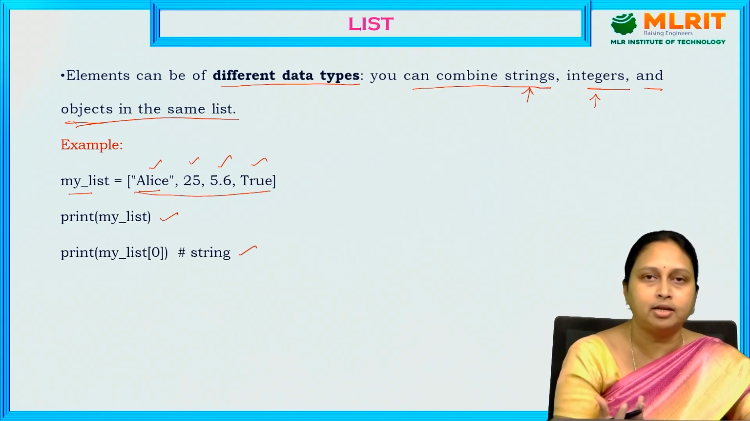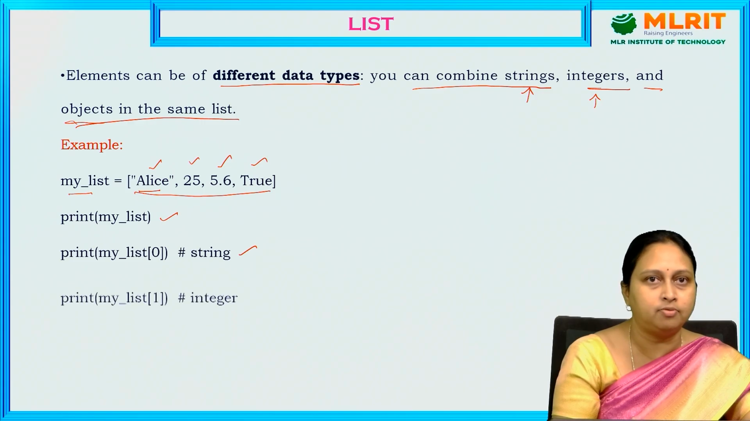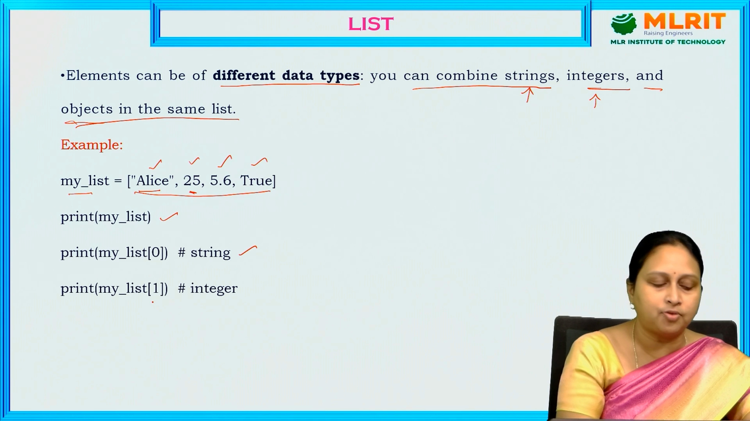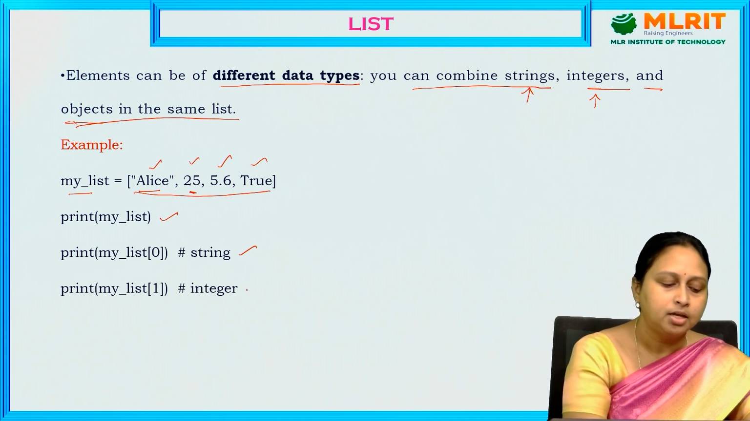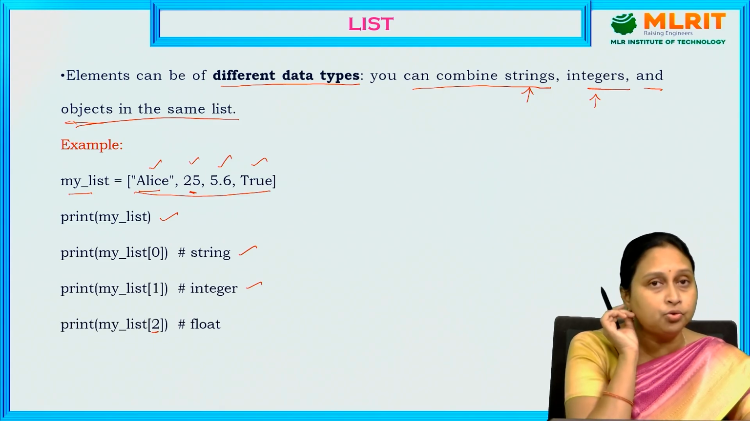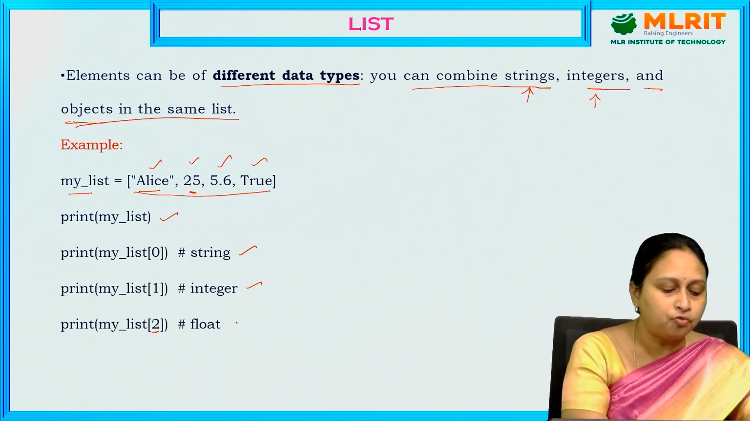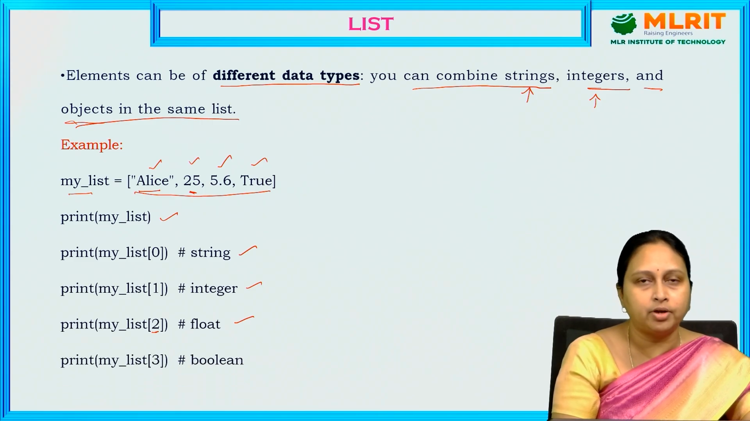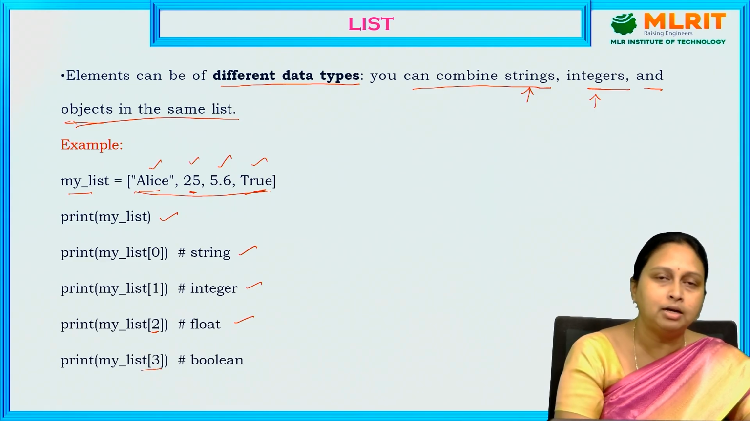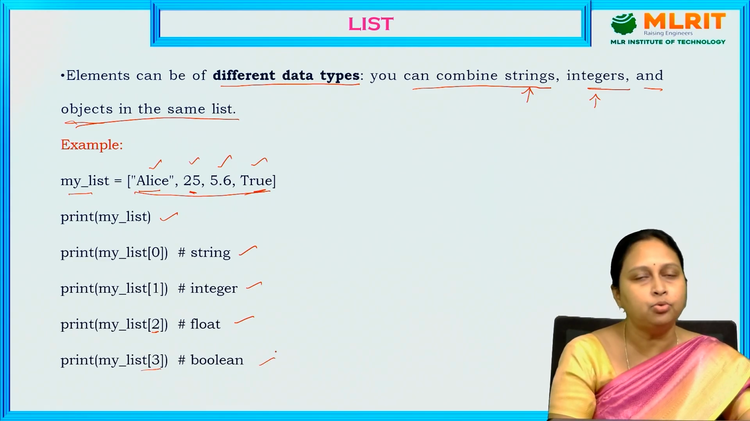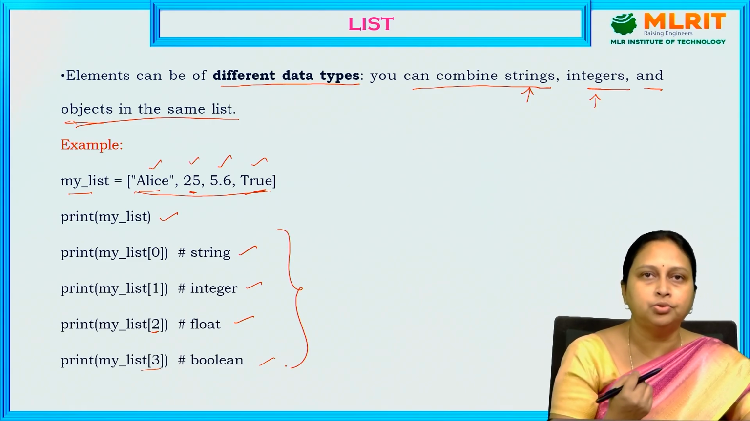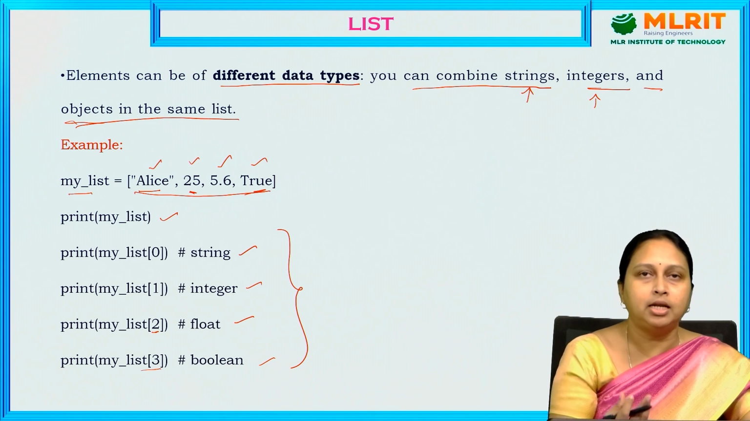We can show this is one different data type present in the list. And the next element is 25. List of 1 will be storing 25, which is of integer type. The next one is list of 2, which will print the float value. And the last one is true, which is nothing but the boolean value. If I try to print list of 3, it is going to print the boolean value true, right? That means we can give different data types in a list.